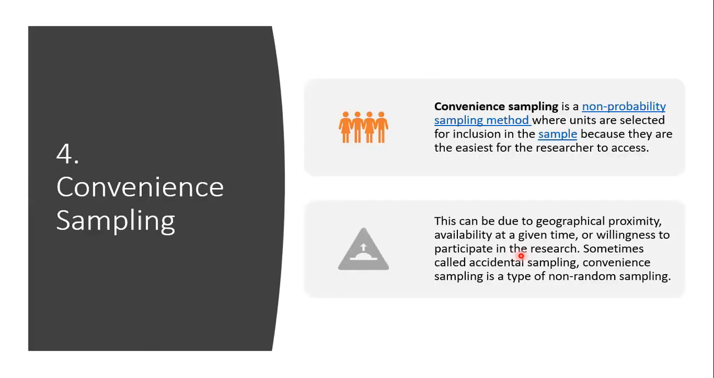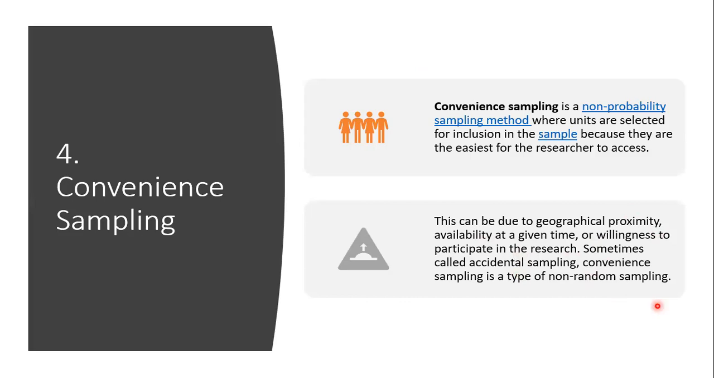So moving on to convenience sampling. Convenience sampling is one of the non-probability sampling methods where units are selected for inclusion in the sample because they are the easiest for the researchers to access. This can be due to geographical proximity, availability at a given time, or a willingness to participate in the research. Sometimes called accidental sampling, convenience sampling is a type of non-random sampling.